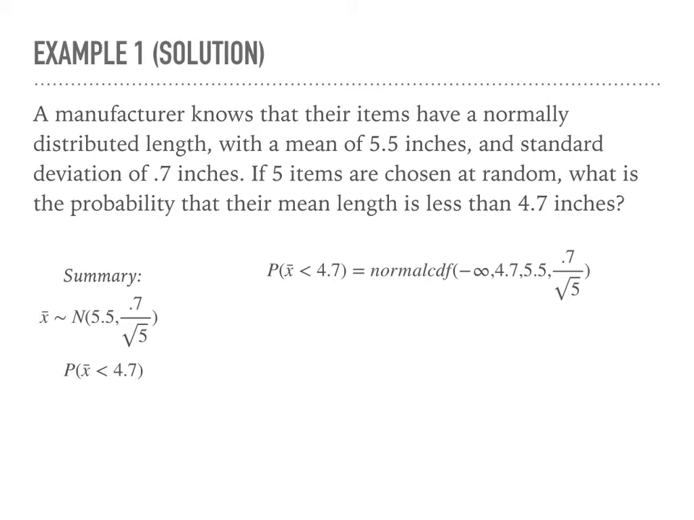The upper bound is 4.7. The mean is 5.5. And the standard deviation is 0.7 divided by the square root of 5. So the probability that the sample mean is less than 4.7, rounding to 4 decimal places here, is approximately 0.0053.